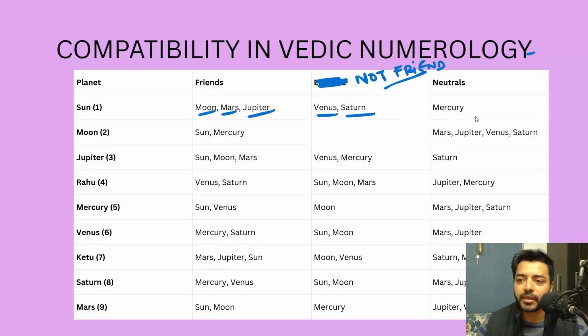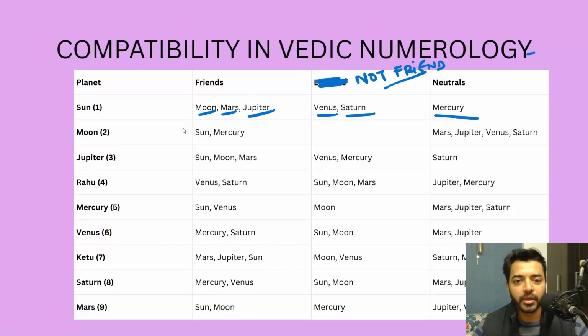Okay. Similarly, Sun and Mercury. Mercury is all about intelligence, communication. Mercury lives in the transactional world, right? And so Sun is against it, but since Mercury is like a younger Sun, so Sun is neutral to Mercury.